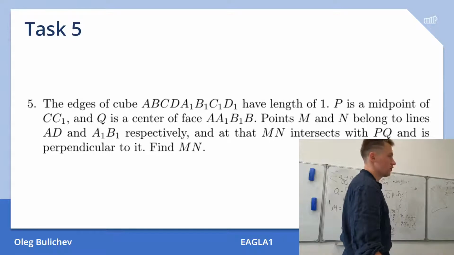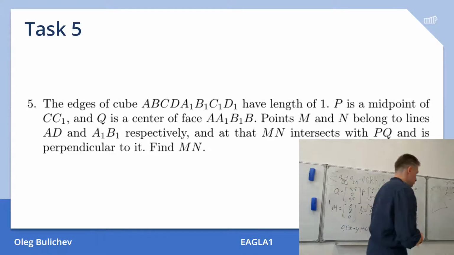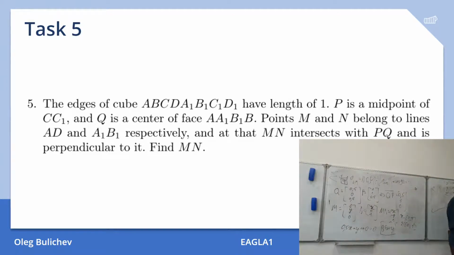By the way, okay, I'd like to return to this task. I want to give you a hint. What was the mistake? Read the task again. What can you see there? Another line intersects with PQ and it is perpendicular. It intersects and is perpendicular. These two vectors are perpendicular.